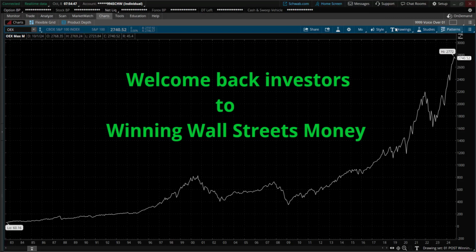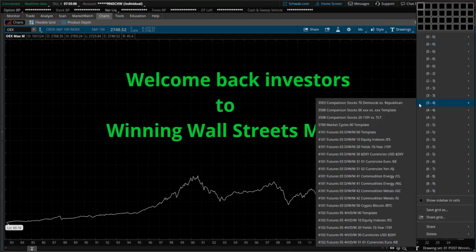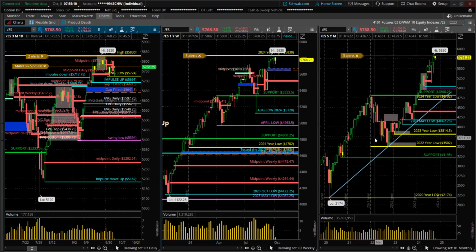Going to look at the broad market futures top down. Top down means including several time frames to put it in better perspective. And the broad futures include equity indexes, currencies, aka Forex, commodities, crypto. First, we'll go to the S&P 500 futures.